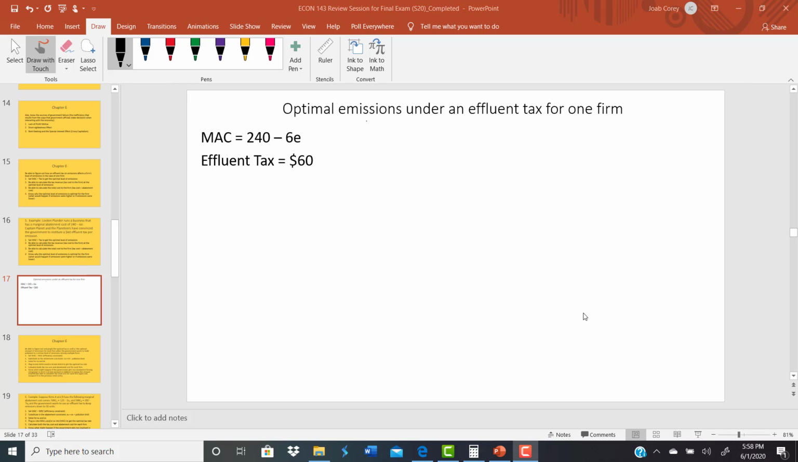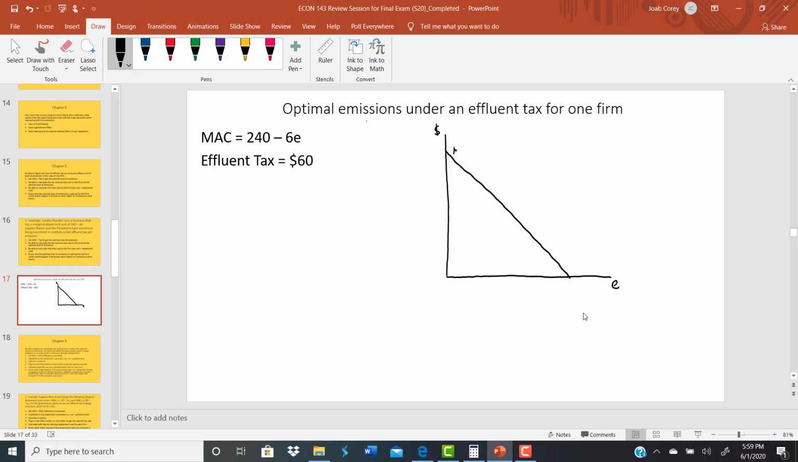Okay, so let's go ahead and draw out our graph here. We're going to have a vertical axis and a horizontal axis. The vertical axis, we're going to be measuring dollars. And on the horizontal axis, we're going to be measuring those emissions. Remember, we're going to have a marginal abatement cost curve that slopes looking something like this, downwards from left to right.